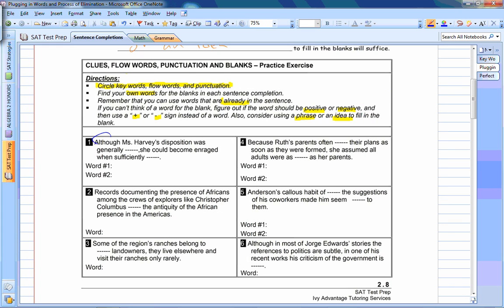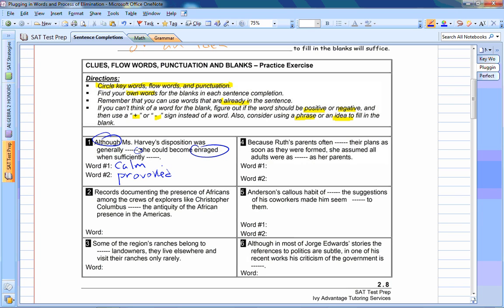So you see the word although. Clearly there's a contrasting word, or a negative flow word, and we see the comma. So: although Miss Harvey's disposition was generally blank, she could become enraged when sufficiently blank. In this case, we see the word although. You could say although she's generally calm, because that's the opposite of enraged. Enraged is angry. She could become enraged when sufficiently provoked. So those are some examples of words you can use. But notice again how we're trying to pick our own word. That's a skill that we want to develop.